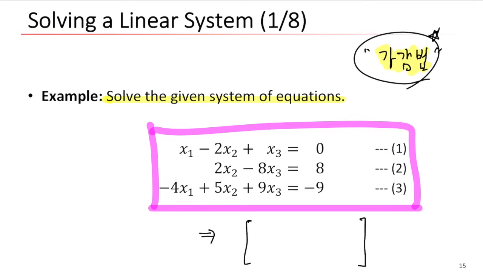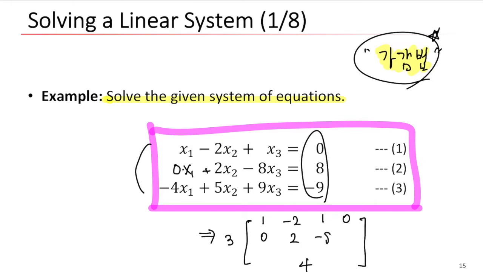First of all, what is the size of the augmented matrix? Because there are three equations, the number of rows should be three, right? And what about columns? Because we have three variables with additional output values here, the number of columns should be four, right? So the augmented matrix should be 1, negative 2, 1, 0, because there is 0 times x1 plus something like this. And then 2, negative 8, and so on, something like this. So this is the augmented matrix of this linear system, right?